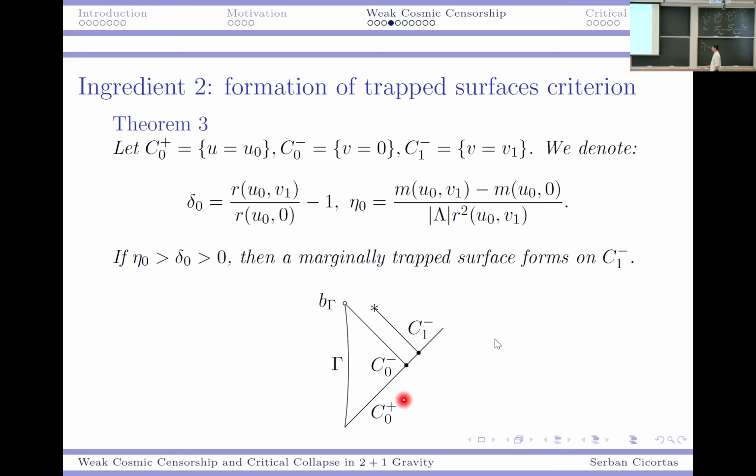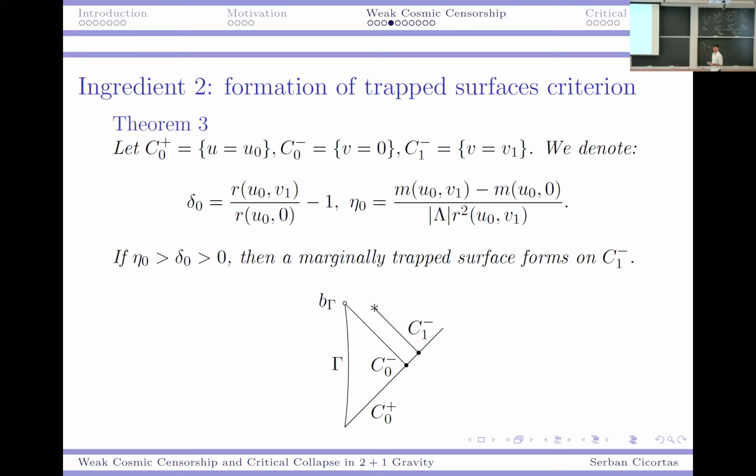And okay, before reading the statement, let's look at the setup that I have here. So I have an outgoing cone C0 plus, and my ingoing cone C0 minus ends with a first singularity at the center. And I have another cone C1 minus, which is to the exterior of C0 minus. Okay, and I'm going to look at these two spheres, which are the intersection of C0 plus with C0 minus and C1 minus. So these are the two spheres where I'm evaluating everything. So first, I denote by delta naught. This is a dimensionless quantity which measures the size of this annular region. Okay, so where I put my cursor, that's the annular region, and delta naught measures the size of this region.